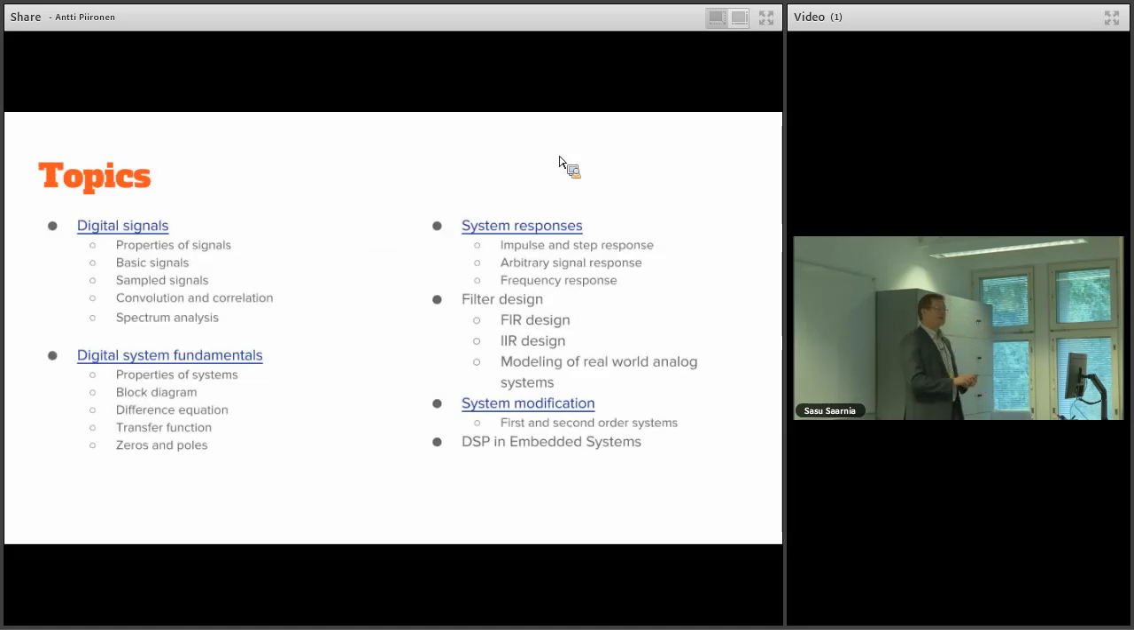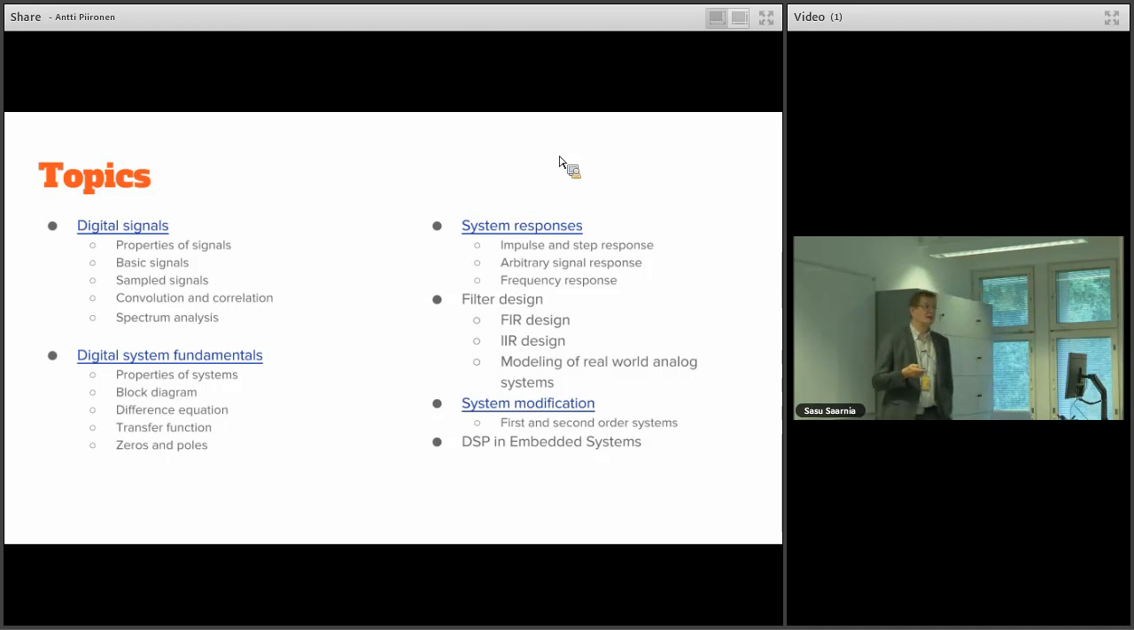Okay, those are the topics, but this might still change, the order might change. This is somewhat the topics we will be covering. We'll start with digital signals, what actually they are. Then we go to digital system fundamentals. So this week is for signals, next week for systems. Then we go deeper into system responses. And on the fourth week, that's the plan right now, we go to a very practical topic called filter design.